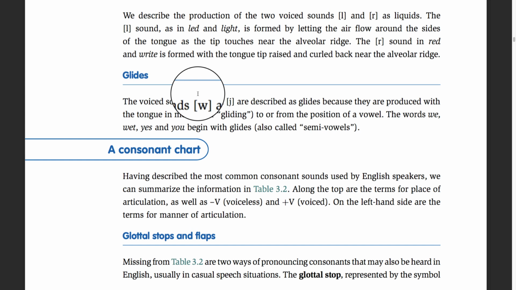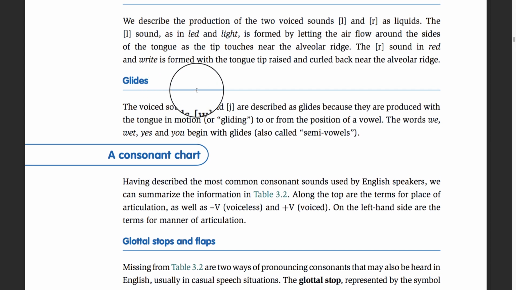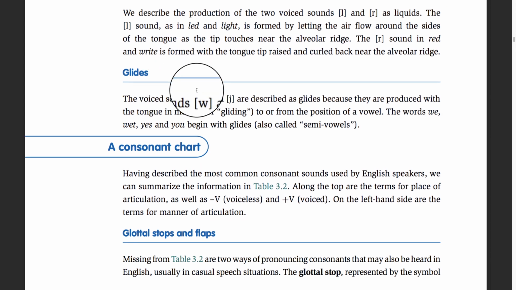Light. جانب الهواء يطلع منا ومنا من الفم، ومقدمة اللسان تضرب باللهات الأمامية من فوق، فهذا احنا نسميه liquids، اللي هي r, l.